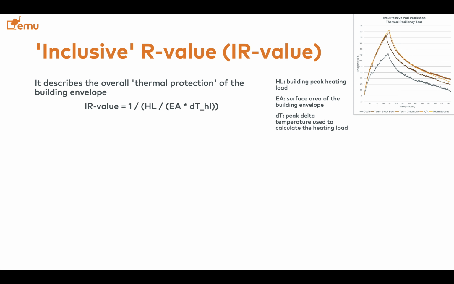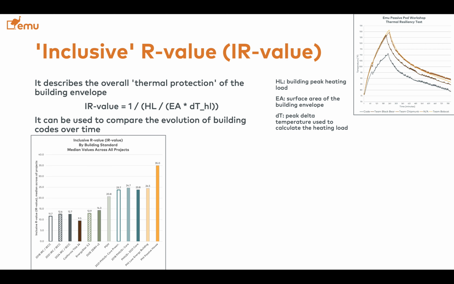The inclusive R value is pretty much 1 divided by the total heating load divided by the envelope area times the delta T, the reference design temperature used for the heating load calculation. The results are shown in the table here. It's very small, but you can see that there's a little bit of improvement from the 2018 to the 2021 energy code, and the improvement to the 2024 energy code is almost negligible.